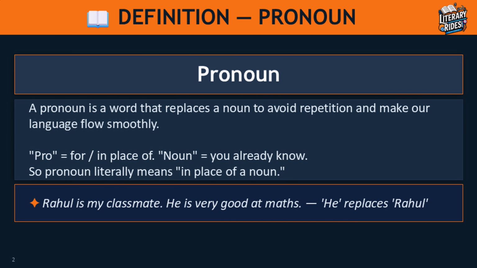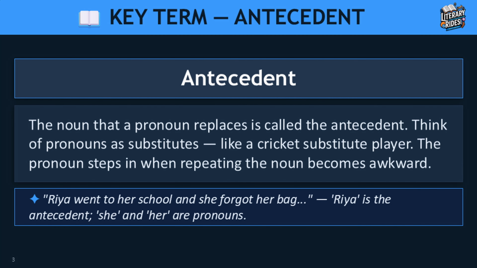Pro means for or in place of. Noun you already know. So pronoun literally means in the place of noun. Think of pronouns as substitutes. Like in cricket, when a player can't continue, a substitute comes in. A pronoun is the substitute that steps in when repeating of nouns becomes awkward and unnecessary. The noun that a pronoun replaces is called the antecedent. That's just a fancy word for the original noun.